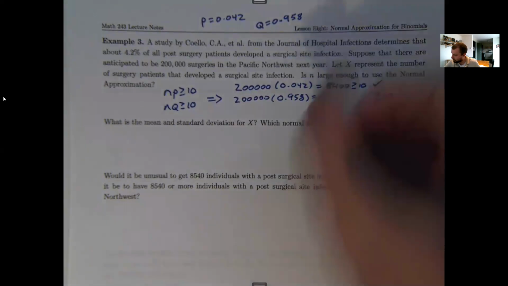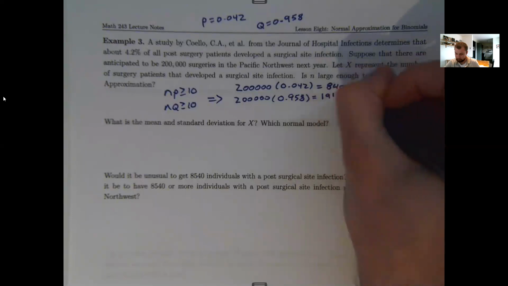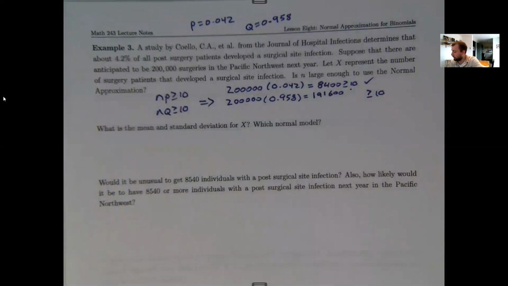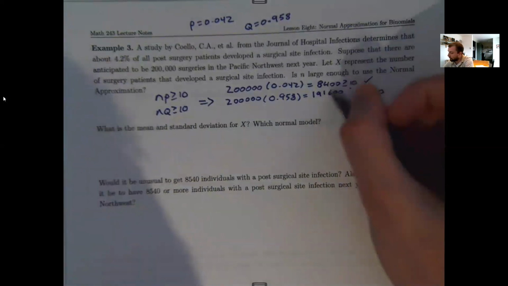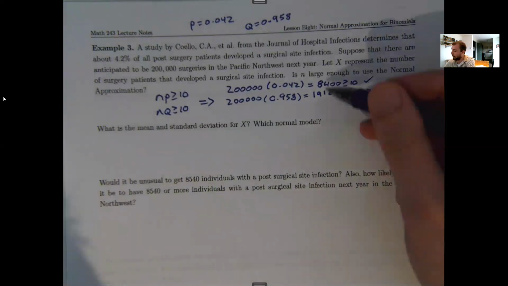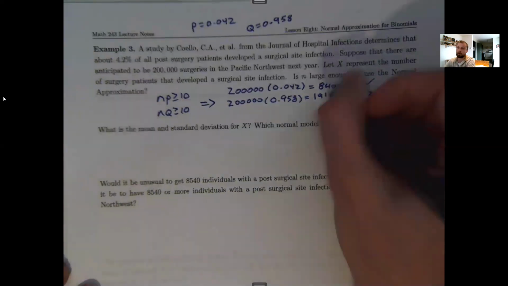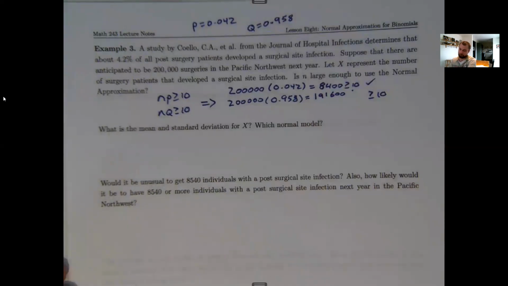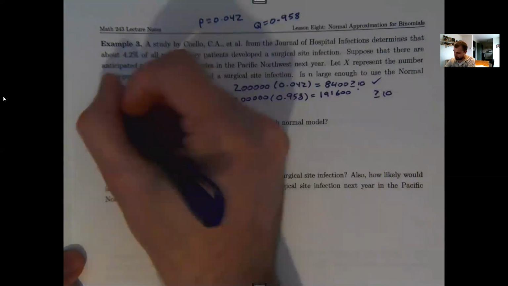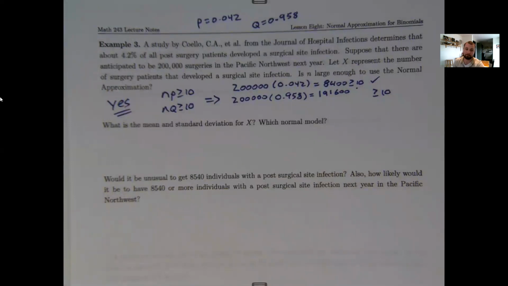And I get 191,600 as my answer there. Just as a quick observation, if you added these two numbers together, you would end up with that 200,000 number. This is true in general. When you add together your n times p and your n times q, these should add to your total number of samples n. So is my sample size large enough? Yes. Both n times p and n times q are bigger than 10.